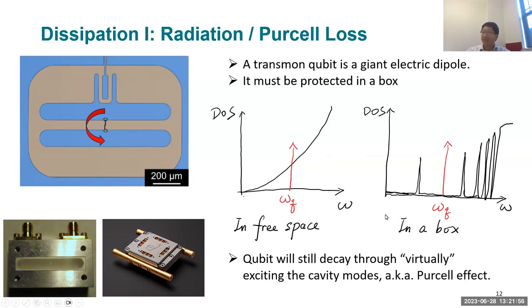All right. Okay, so let's move on. This is the first order protection against the radiation. But after you have this box, the box has modes. These are your box modes. The box has resonances, and your qubit will still decay through virtually exciting these cavity modes, otherwise known as the Purcell effect. One way to think about this is that your qubit couples to your cavity, and coupling means hybridization. So your qubit mode will have some electric and magnetic field that lives inside this cavity. And if your cavity decays, then your qubit will also have a small chance of decay. This is what the Purcell effect is.